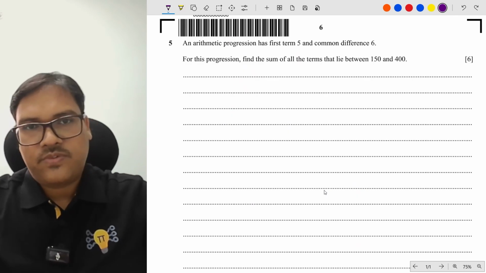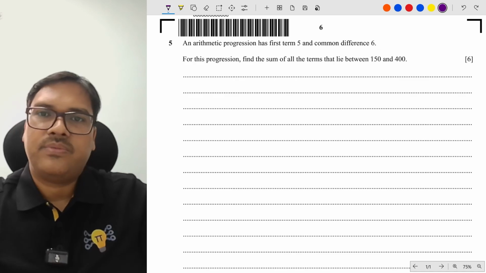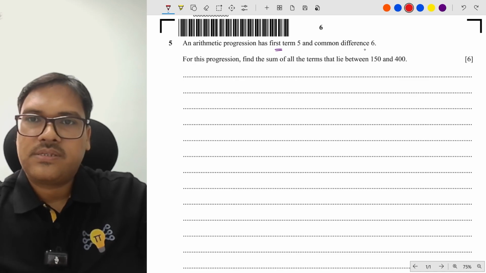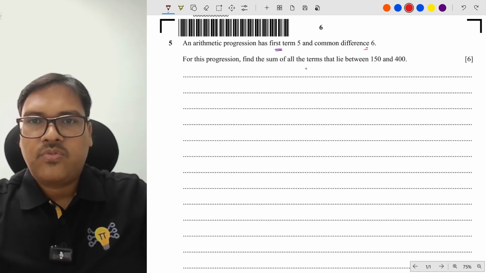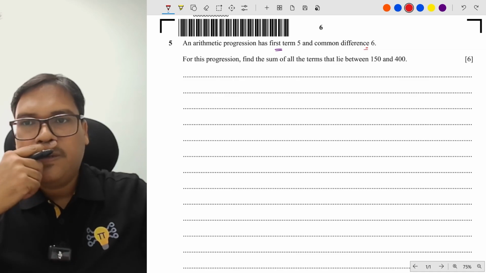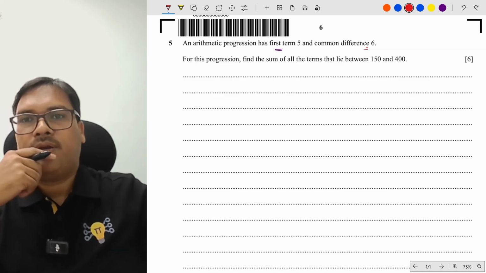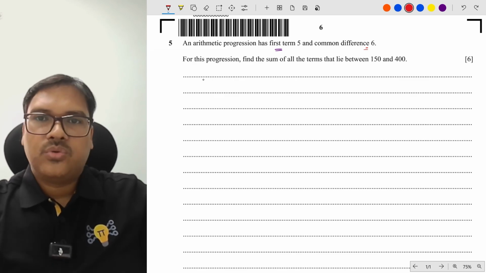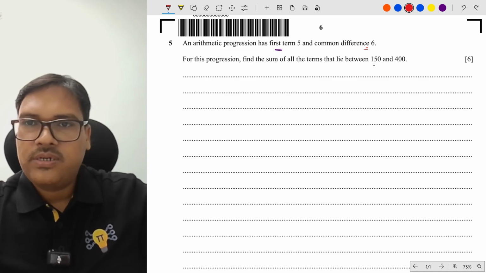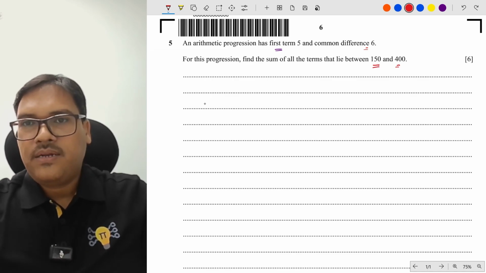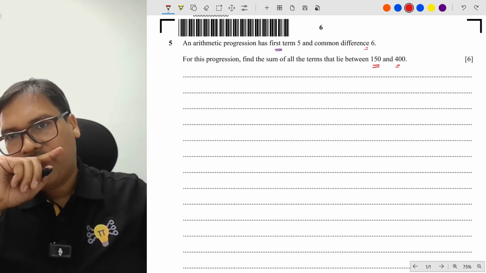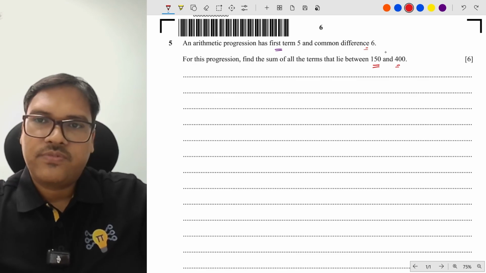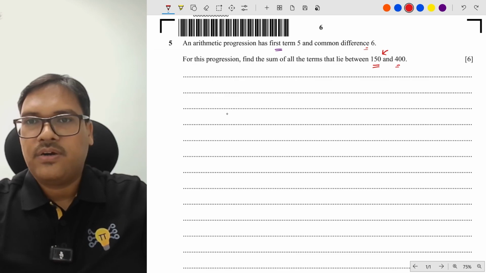Okay. So now the next question. The arithmetic progression has first term as 5 and the common difference is 6. For this progression, find the sum of all the terms that lie between 150 and 400. Okay. So what we have to find is the sum of all the terms which are between 150 and 400. Let's see what is the first term which is in between 150 and 400.